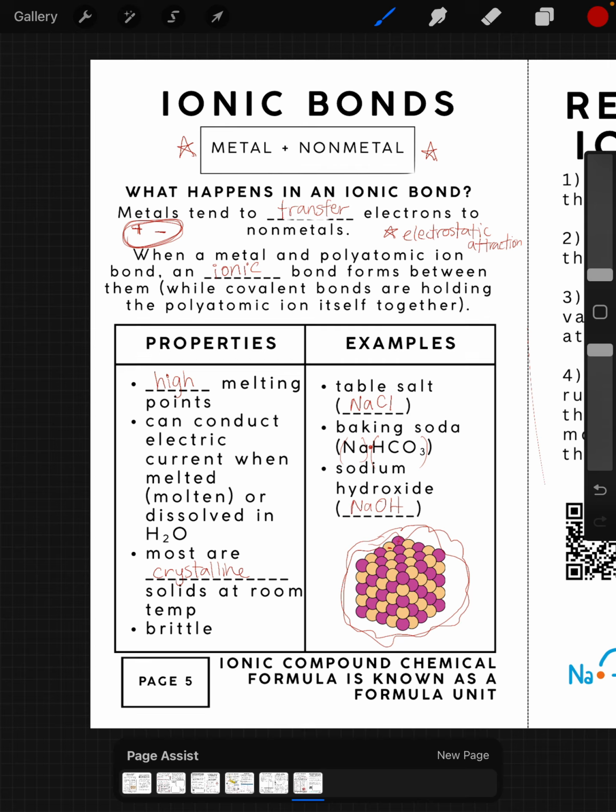One other thing you need to know is the ionic compounds. Their chemical formula is also known as a formula unit. So if you ever see me saying formula unit, I'm talking about an ionic compound.